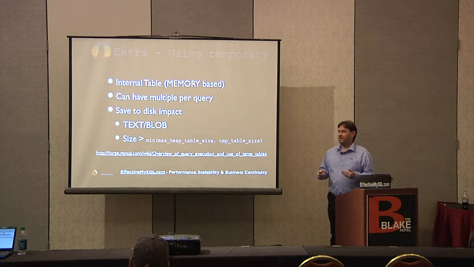Sometimes they're needed. There are 10 or 15 different types of operations where you just have to have a temporary table. You can't avoid it. If you're ordering by different columns across tables and so forth, this wiki page can give you the in-depth analysis if you really want to understand how the optimizer works for those.